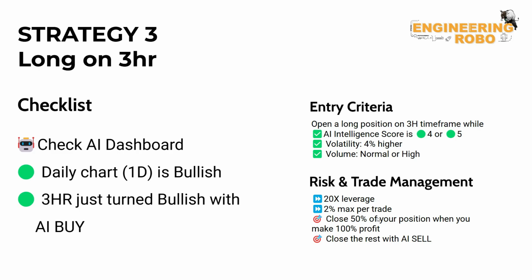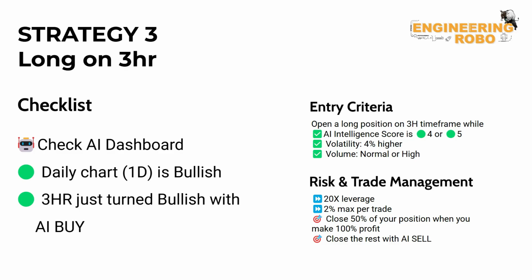Strategy 3, longing on the 3-hour. The AI dashboard is key as it pulls in so many parameters. The daily chart has to be bullish. The 3-hour has just turned bullish with the AI buy signal. What are we looking for as our entry criteria for this one?